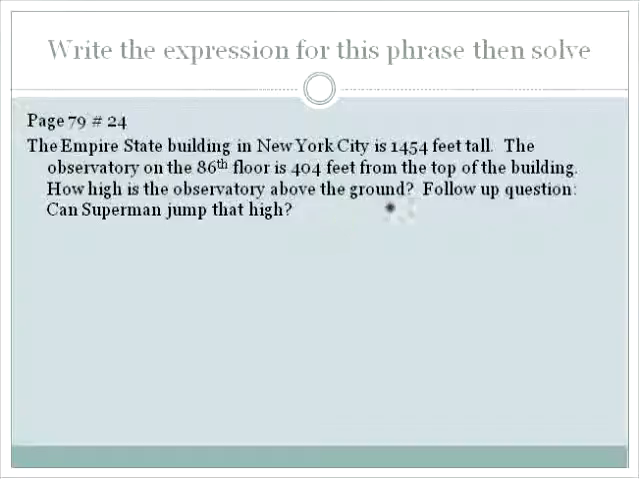Follow-up question. Can Superman jump that high? Okay, it's a very important question. I added the follow-up question, of course. Hey.